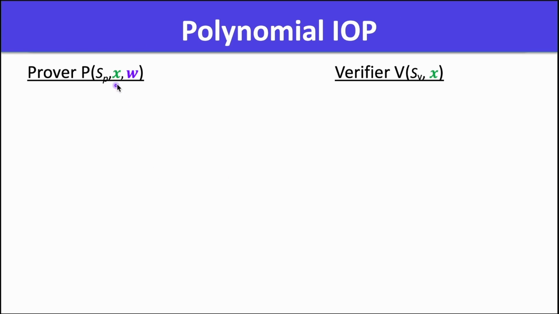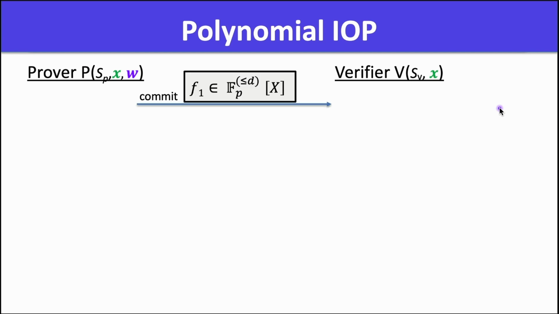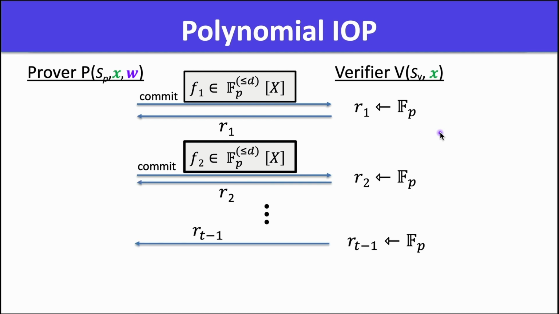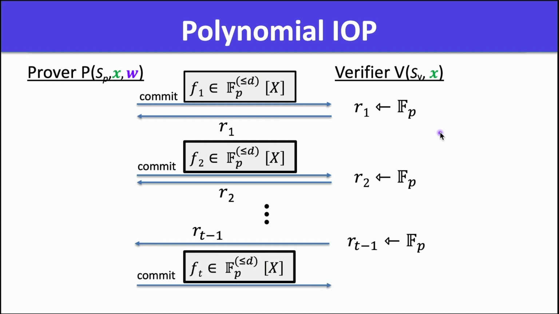Later, when a statement X and a witness W are chosen, the prover will convince the verifier that it knows a W using the following interactive procedure. First, the prover will send a commitment to some polynomial to the verifier. The verifier will choose some random value R1 in the field FP and send this R1 back to the prover. Remember that this arrow means choose an element at random from the set FP. Then the prover will send a commitment to another polynomial. The verifier will choose a random R2 and send that to the prover, and so on and so forth, until finally the prover commits to its last polynomial.